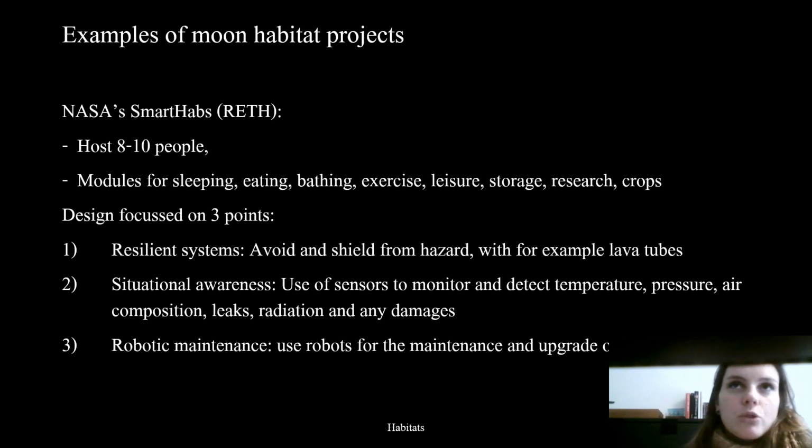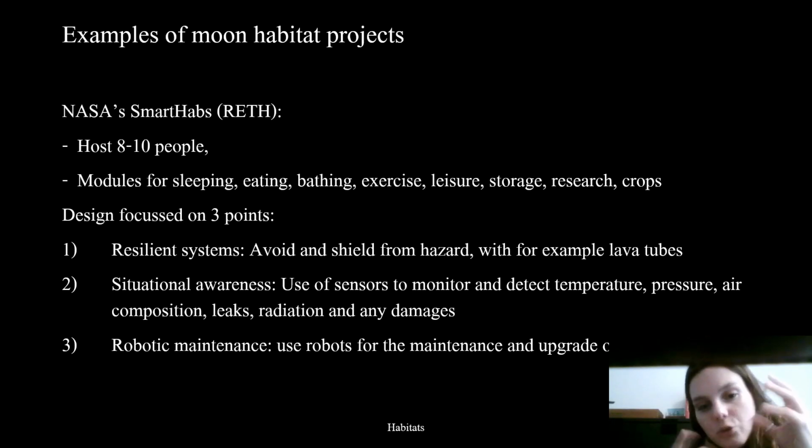What I found really interesting is the design was not focused on the astronaut itself, but more on the systems and the habitats. So for example, they wanted resilient systems, and they want to avoid and shield from hazards. So they don't want any radiation, and they want protection from earthquakes, well, moonquakes, and the use of lava tubes to this effect. So I found that quite interesting, that it's really much more on the sturdiness of the habitat.